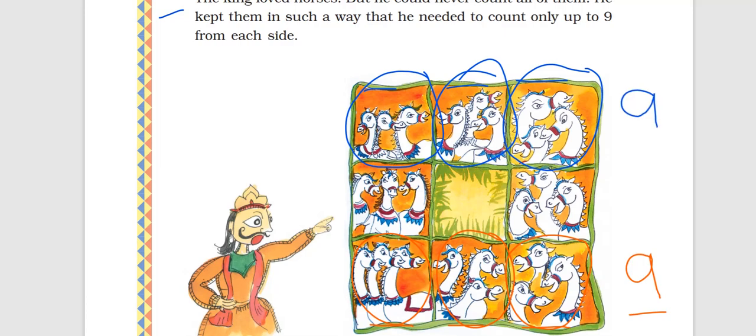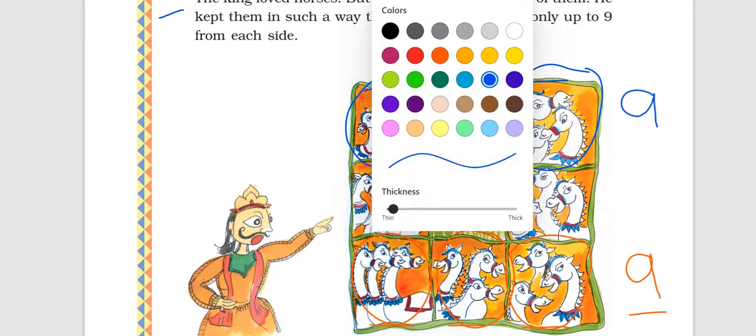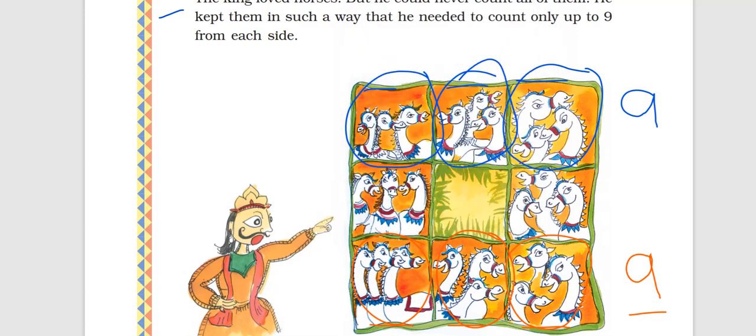Now, if you add the remaining horses, let me pick dark green, okay? Add 3 more horses here and 3 more horses here. So you get 6, right? So we have 6 horses here. We have 9 horses here.